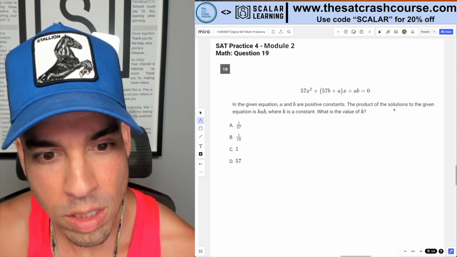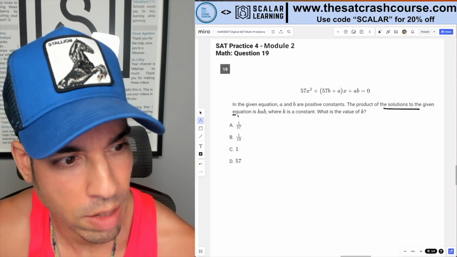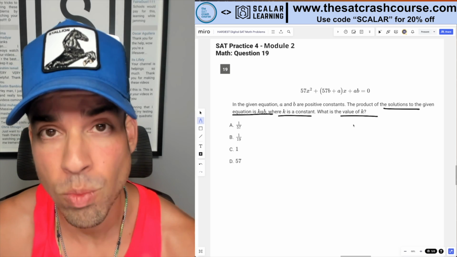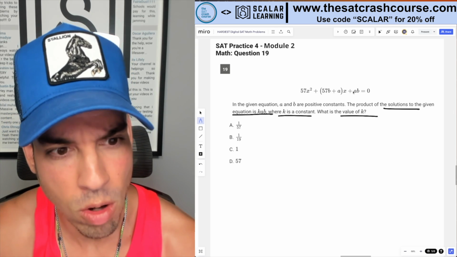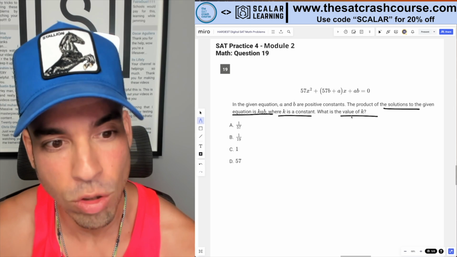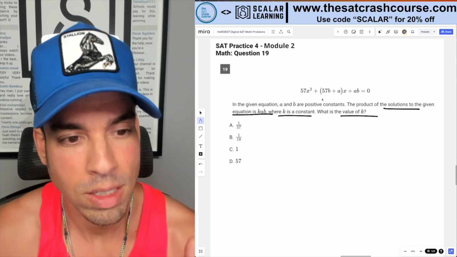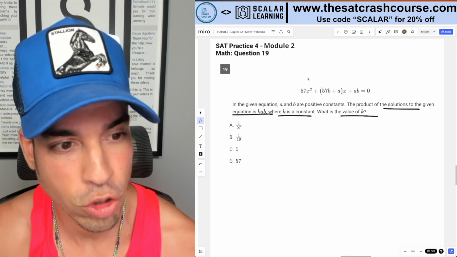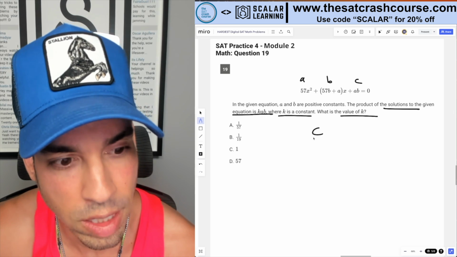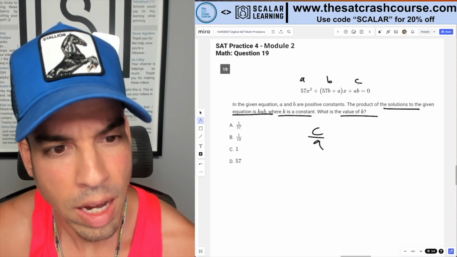Done. So for this one, it says the product of the solutions to the given equation is KAB, where C is a constant. What is the value of K? This is a really difficult problem, especially with all these constants, unless you remember the nice little shortcut. And the nice little shortcut is as follows. The product of solutions of a quadratic, if this is A, B, and C, is equal to C over A, right? And what is C?